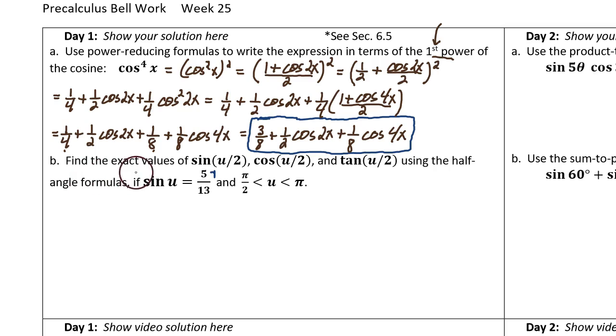Next, question B. Find exact values for these different half angles by using the half angle formulas. And what we have to start with is that the sine of angle U is 5/13, and that angle U exists between pi over 2 and pi. This is quadrant 2. When you look at the half angle formulas, you'll notice that they involve cosine. And so we need to find the cosine of angle U.